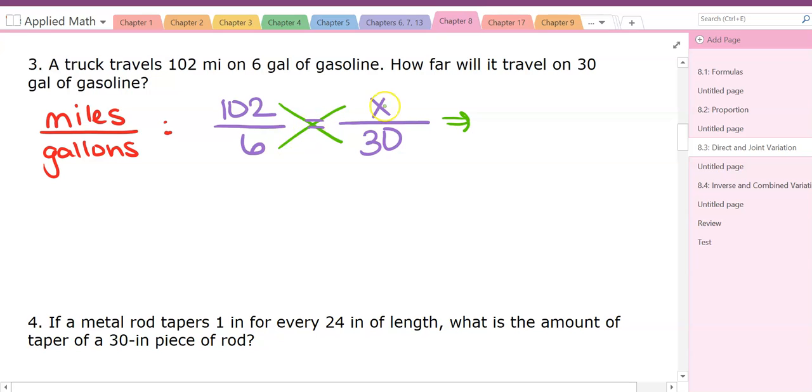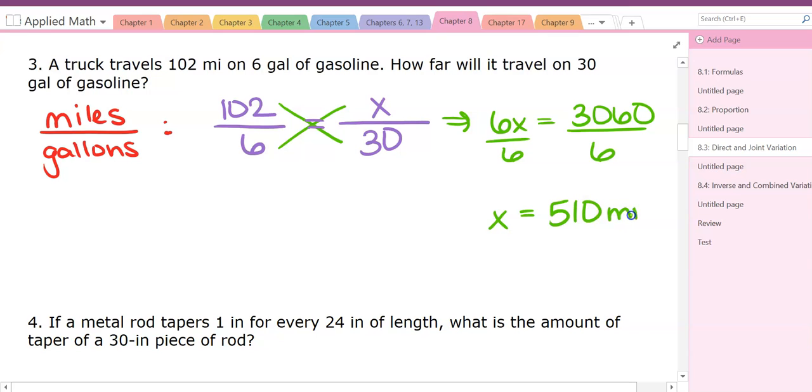So 6 times x is going to be 6x. 102 times 30. Good, 3,060. And then I divide by 6 to get x alone. So what is it? 510. So that means that they should be able to travel 510 miles.